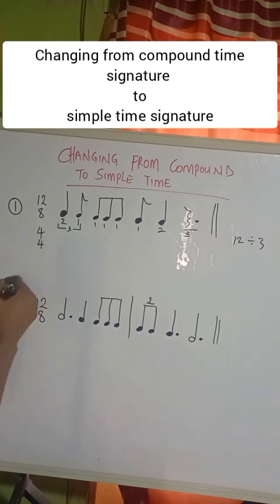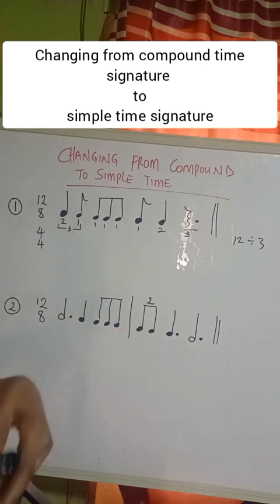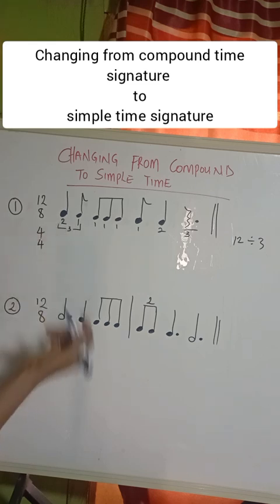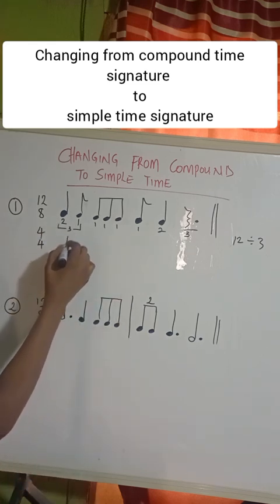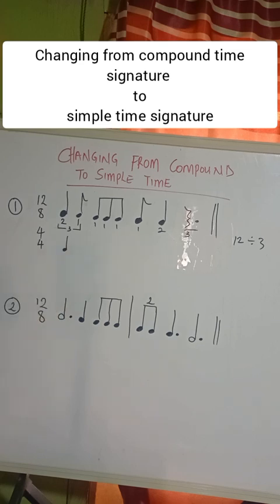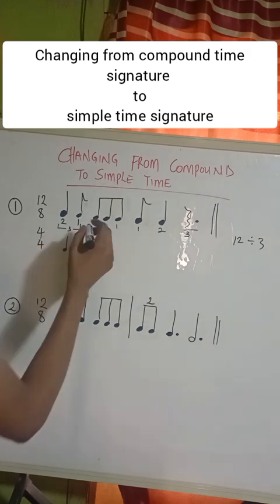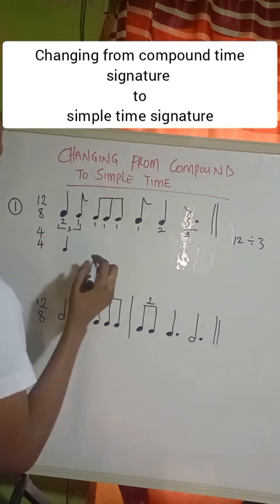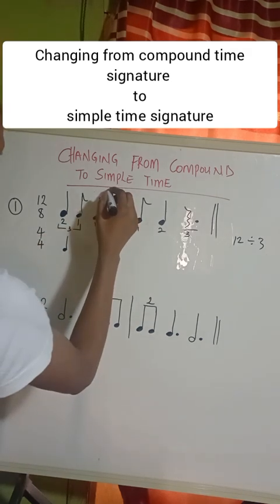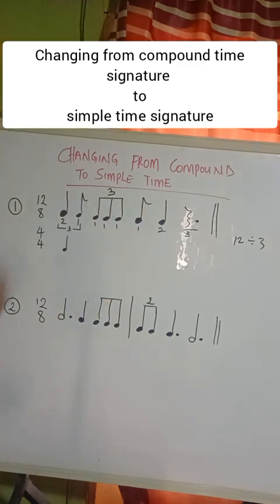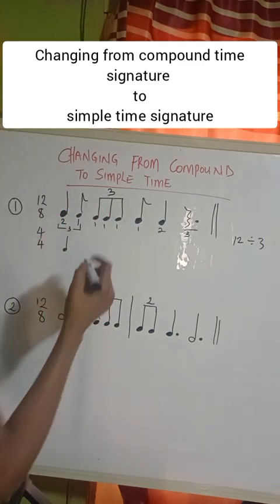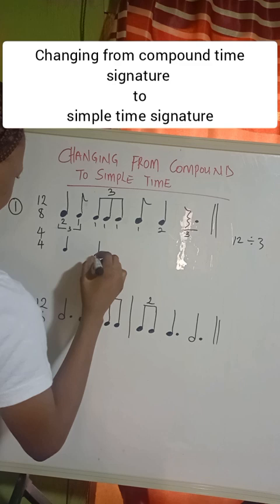So inside these 3 beats, 3 quavers. These 3 quavers are giving us 1 crochet. I've already converted it to simple time. And each 3 quavers will still give us 1 crochet. So here I can put triplets up. That automatically makes it 1 crochet again.